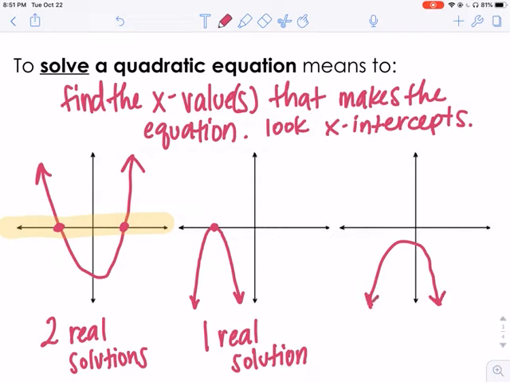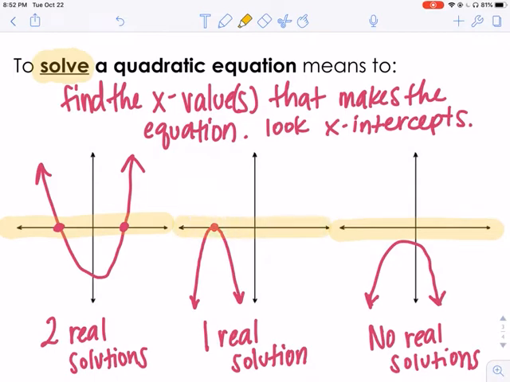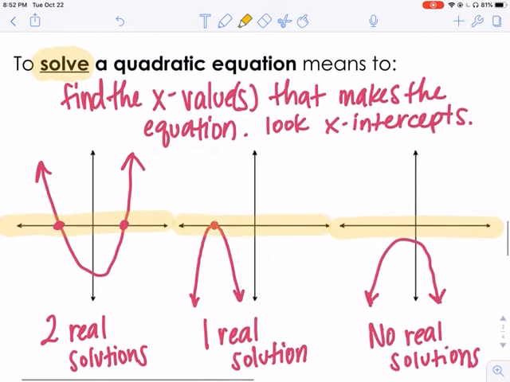There is no place that it crosses the x-axis. So we would say that this has no real solutions. I'm going to put the word real in there. No real solutions, because at no point does it cross the x-axis. So when we're thinking about solving, we are only looking at the x-axis and the number of places that it touches there.